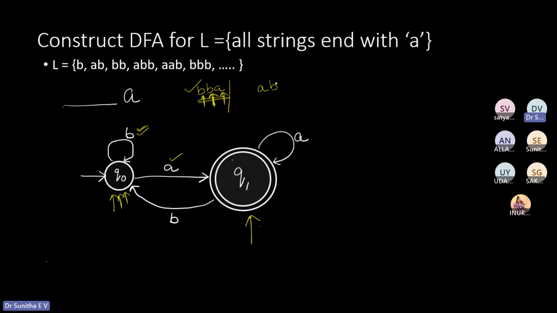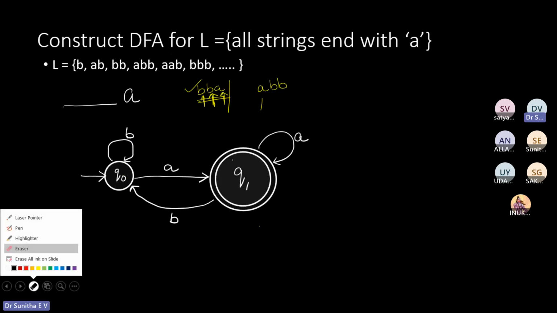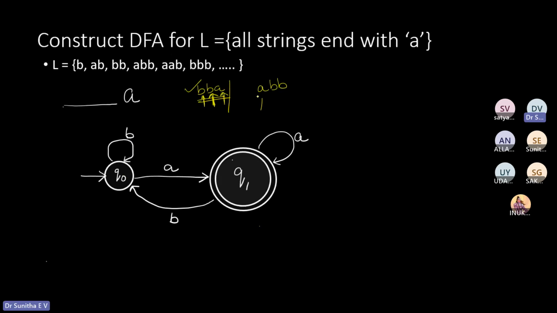Suppose our string is ABB. So first we start with Q0. Initially we are at Q0. And we read the first character A, so it will take this transition from Q0 to Q1. So now the machine is in Q1. And we read the next character B. So when we read the next character B, it will take this transition and move back to Q0. So now the machine is in Q0.